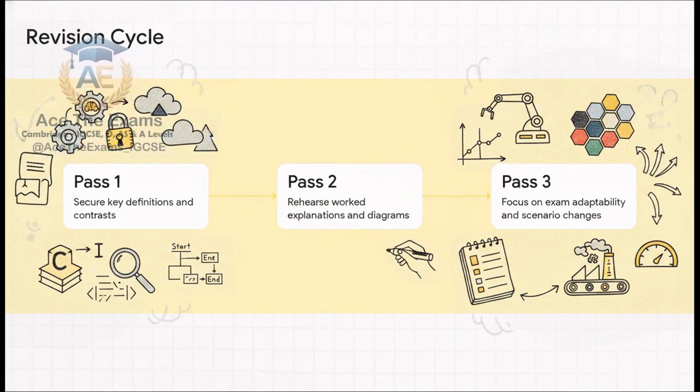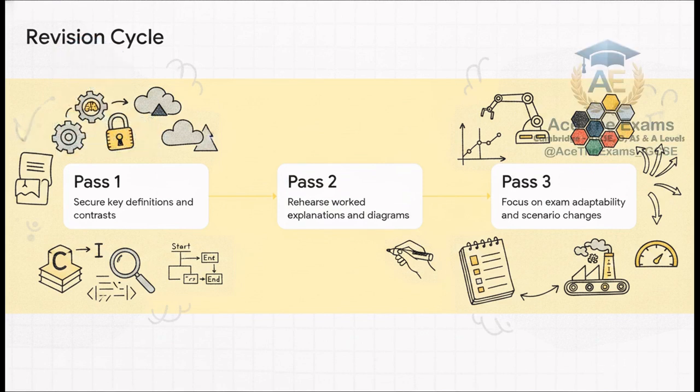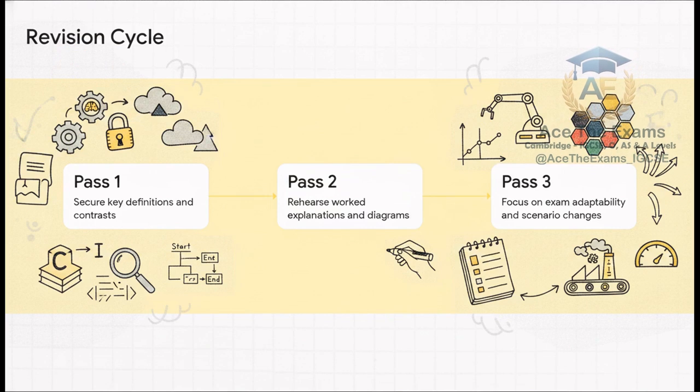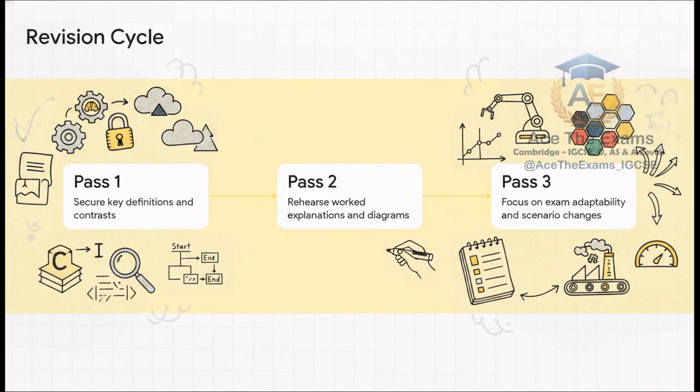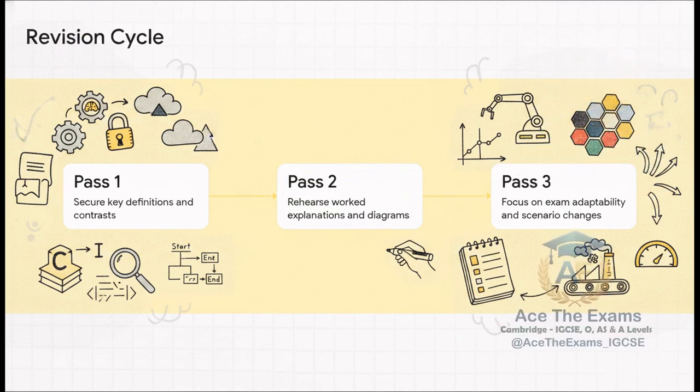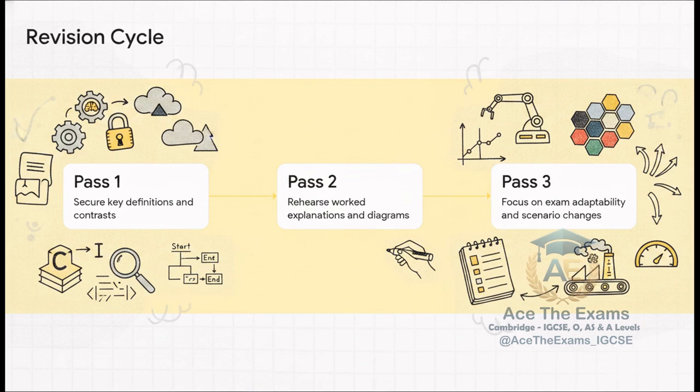Pass 1, secure definitions and key contrasts. You need to know the fundamental difference between memory and storage, or a compiler and an interpreter. Pass 2, rehearse explanations. Actually draw the diagrams, write out the code-like structures, and practice those clear logical sequences.